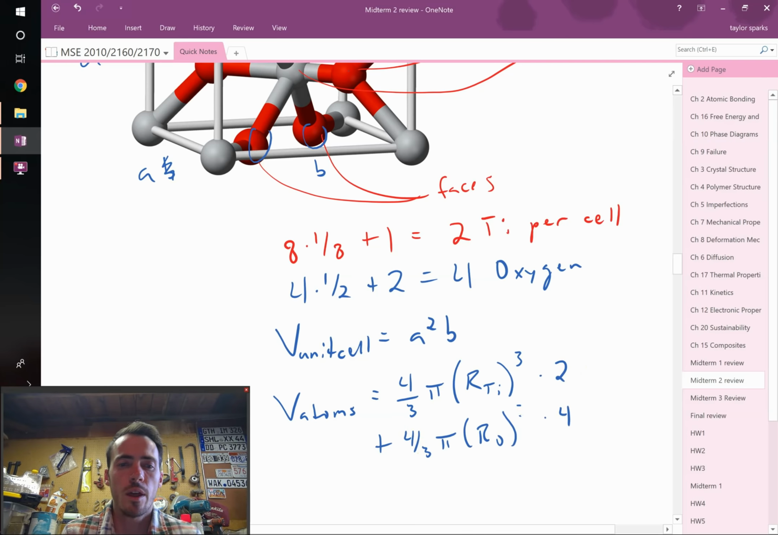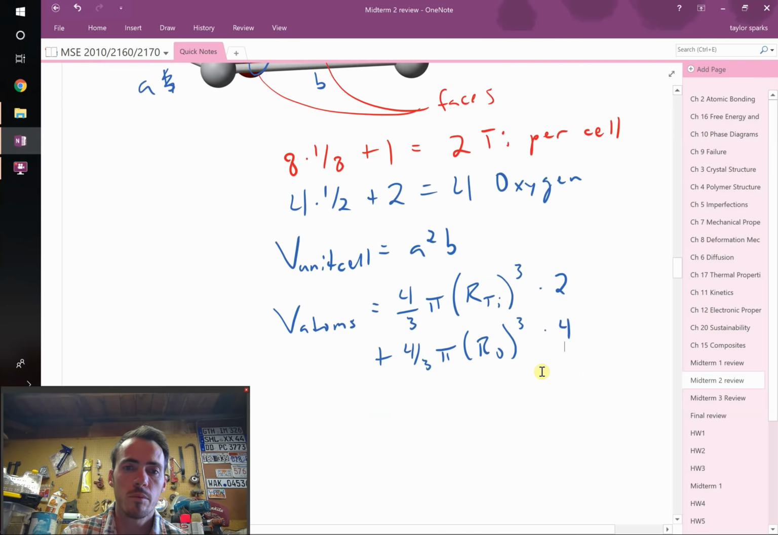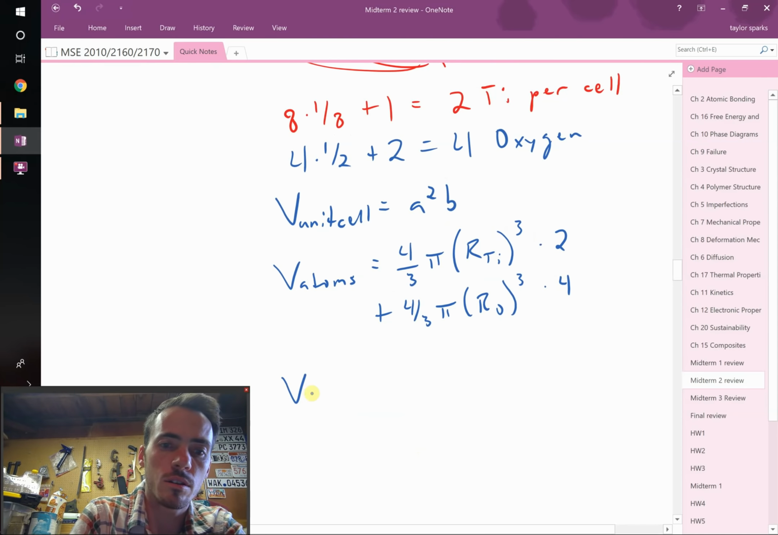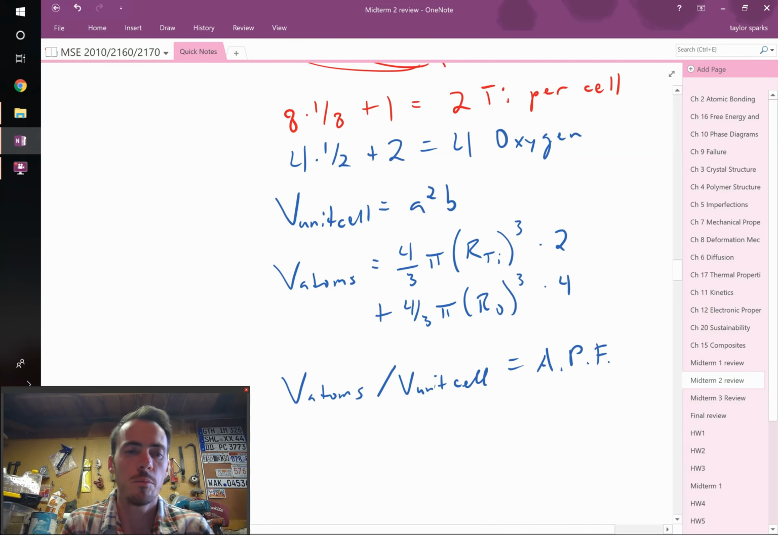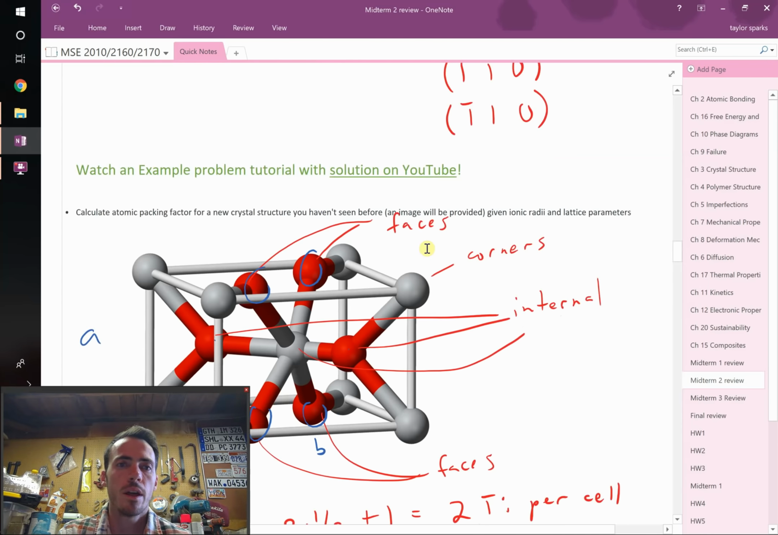So that will give you your total volume of atoms, and the atomic packing fraction is simply the volume of atoms divided by the volume of the unit cell. Right? That equals the atomic packing factor, APF. Okay? That's how you do the atomic packing factor.